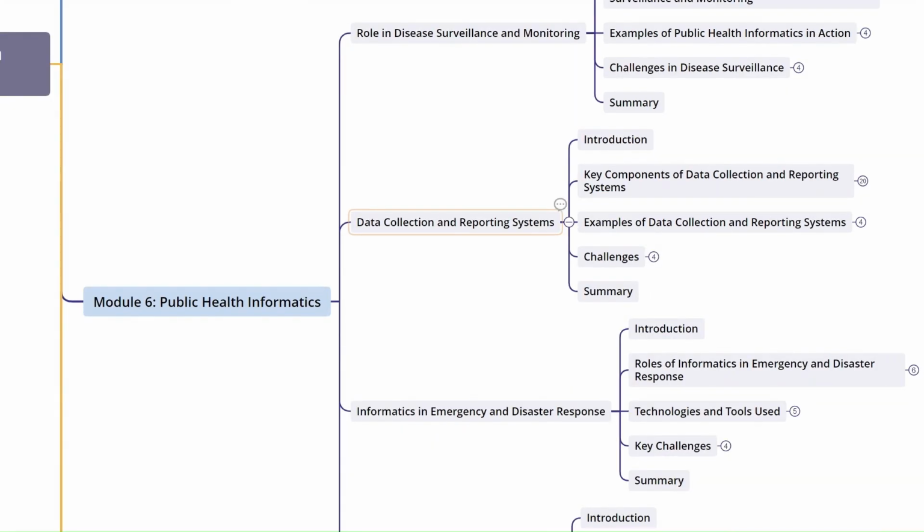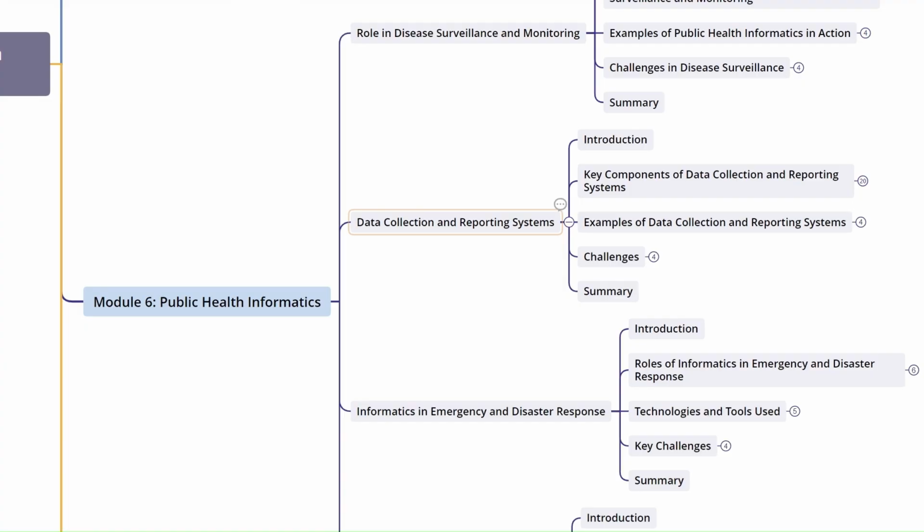The next focus is on data collection and reporting systems, which serve as the backbone of effective public health initiatives. These systems gather information from hospitals, clinics, laboratories, and community health programs, transforming diverse streams into meaningful data sets. Efficient data collection and reporting facilitate timely decision making, resource allocation, and public health interventions.